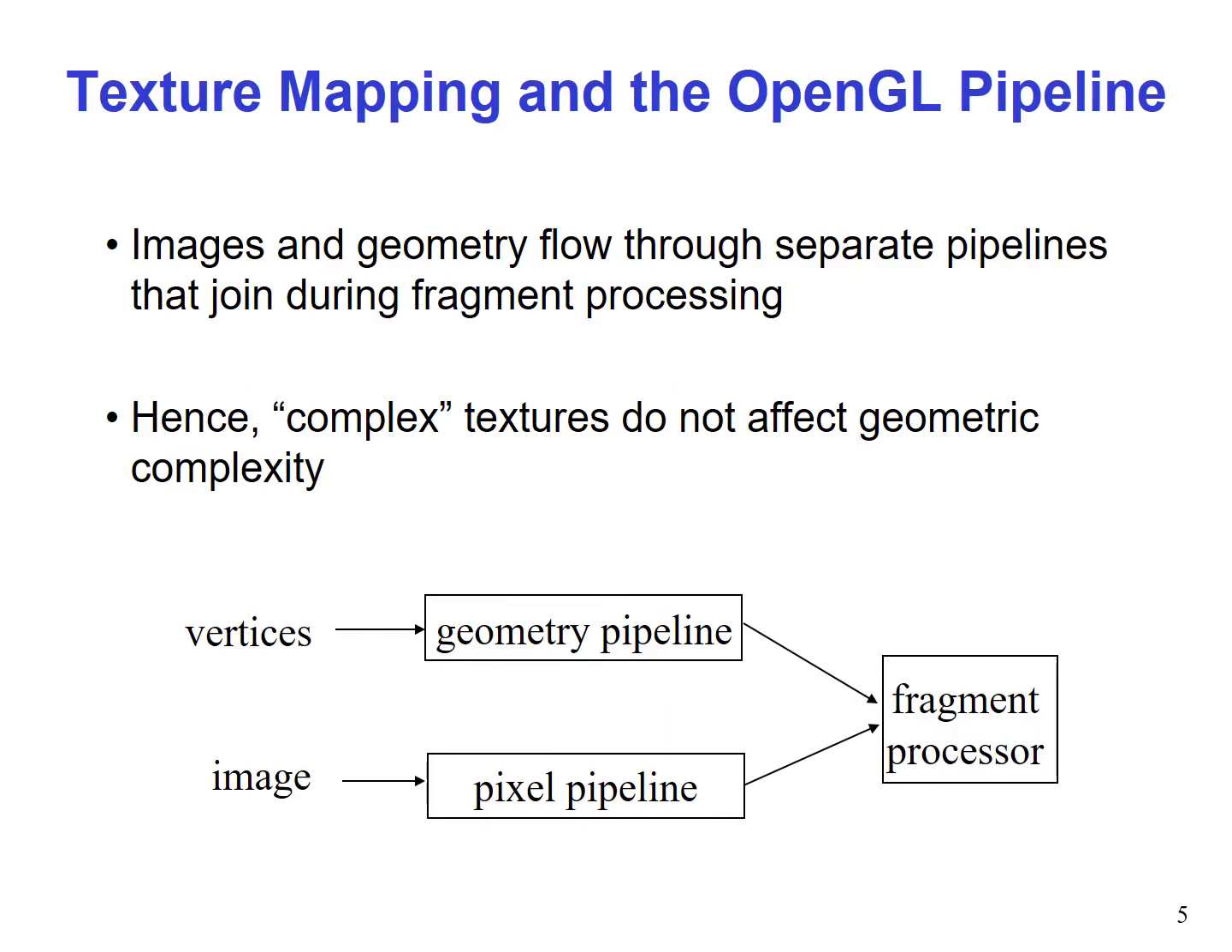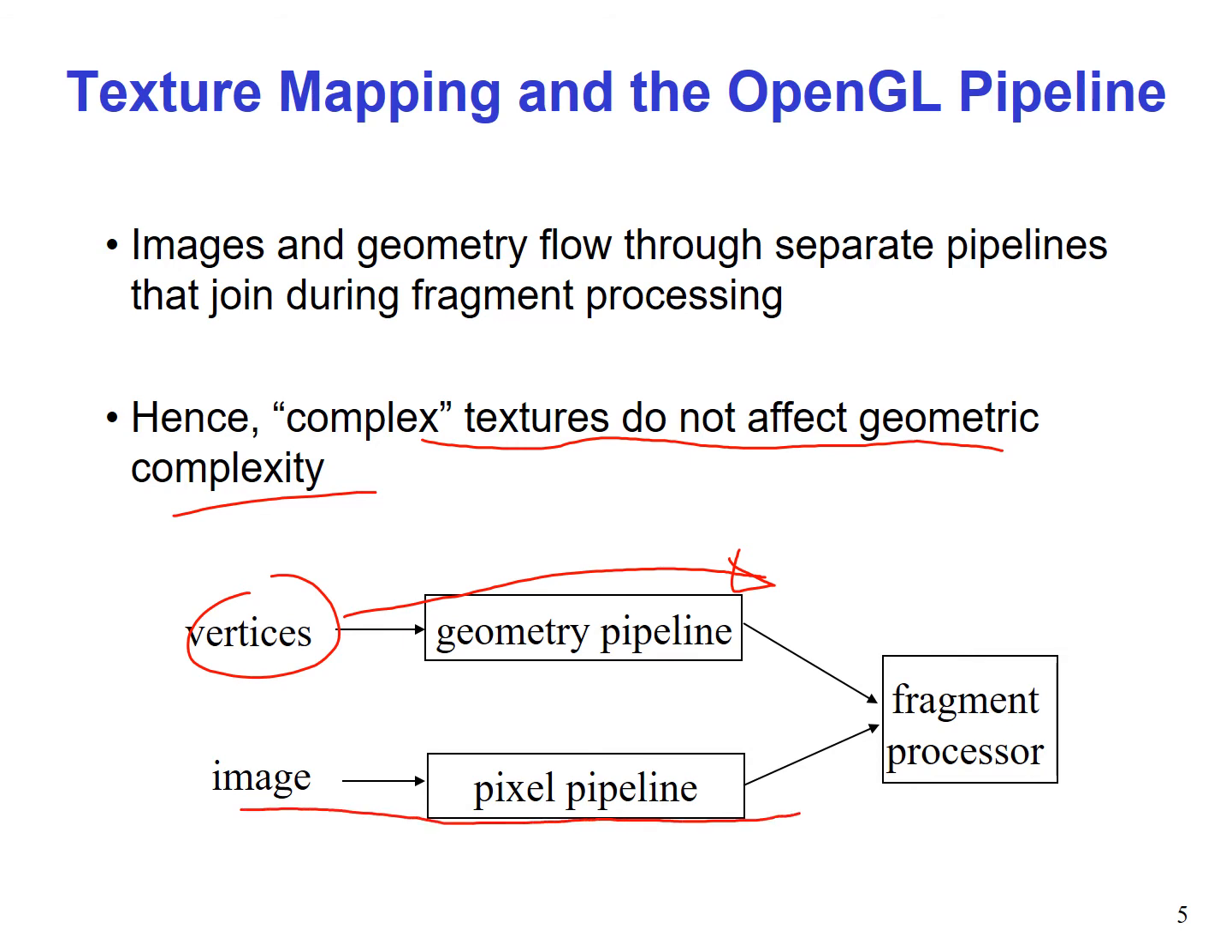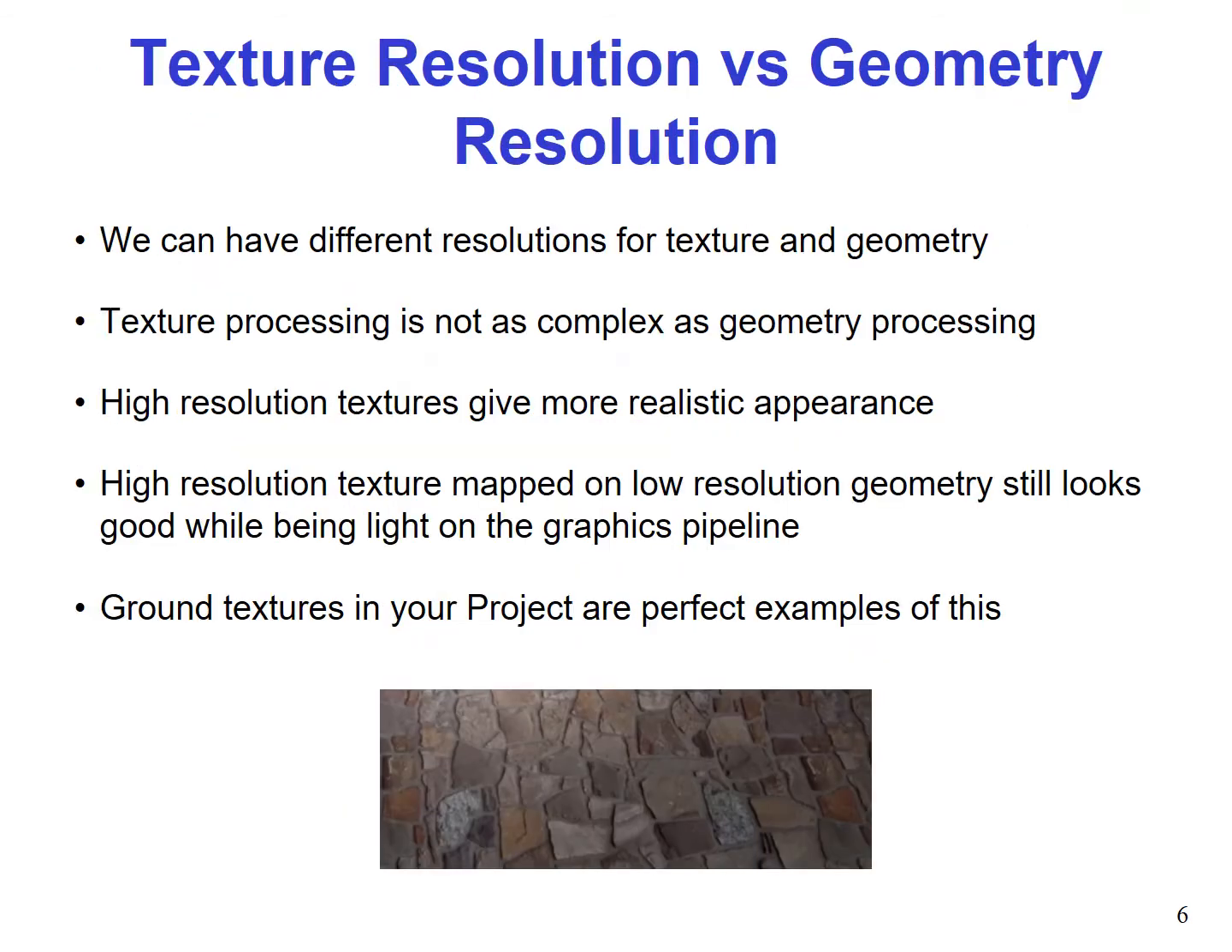Images and geometry flow through separate pipelines that join during the fragment processing in OpenGL. Hence, complex textures do not affect geometric complexity. The vertices go through all the geometric pipeline where clipping is performed, perspective projection is performed, and interpolation of the vertices is performed, whereas the image flows through the image pipeline, and these two pipelines combine at the fragment processor to produce the desired three-dimensional graphics which have texture mapped on top of them.